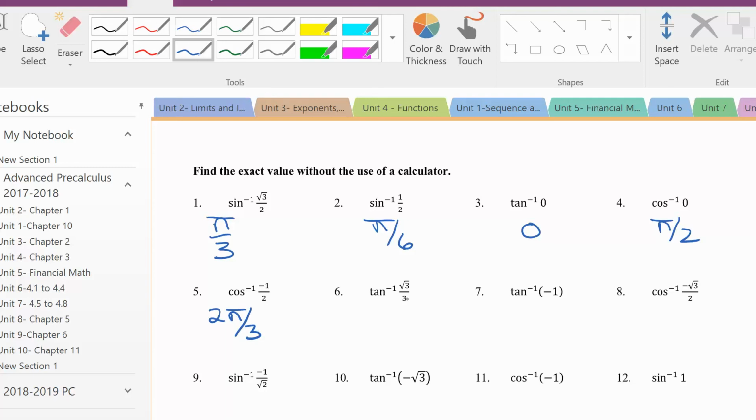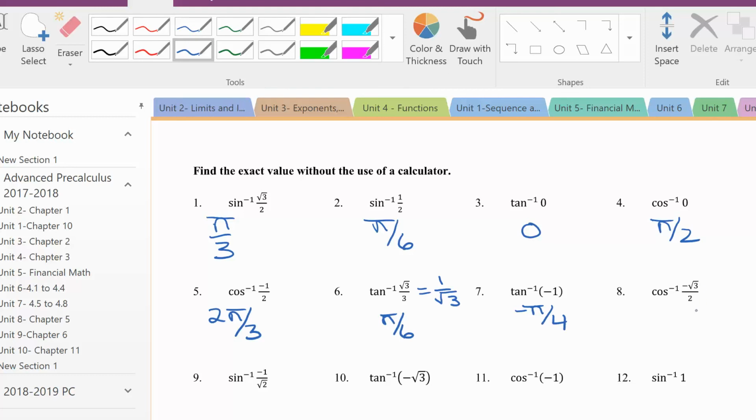Rad 3 over 3 is the tangent of a pi over 6 angle, because if you look at it, it is really 1 over rad 3, and the y coordinate is 1, and the x coordinate is rad 3 at a pi over 6 angle. So now the tangent inverse of negative 1. Well, the tangent is 1 for a pi over 4 angle, so negative 1 would be in the fourth quadrant at negative pi over 4.